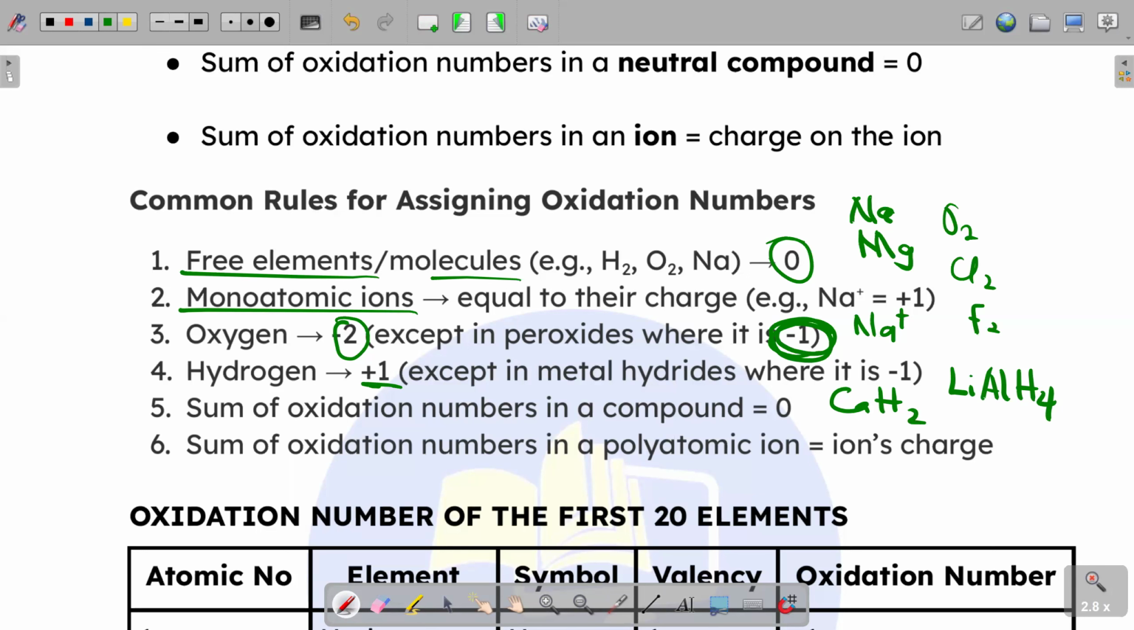Some of the oxidation numbers of neutral compounds as well. The sum of the oxidation numbers of neutral compounds is 0, and the sum of oxidation numbers in polyatomic ions is always equal to the charge on the ion. We have discussed that up here.